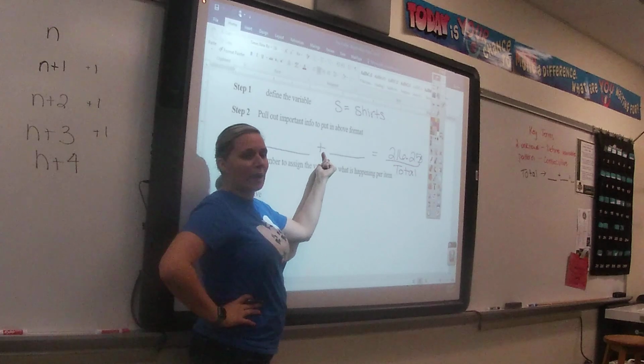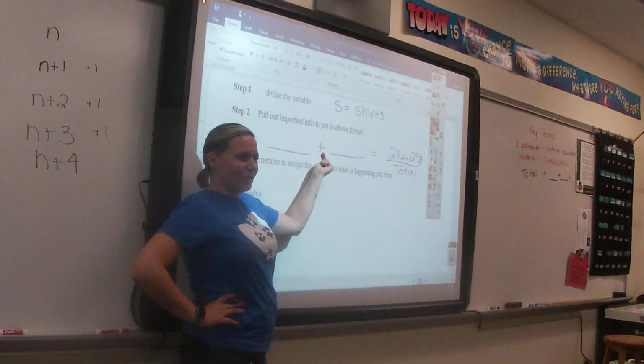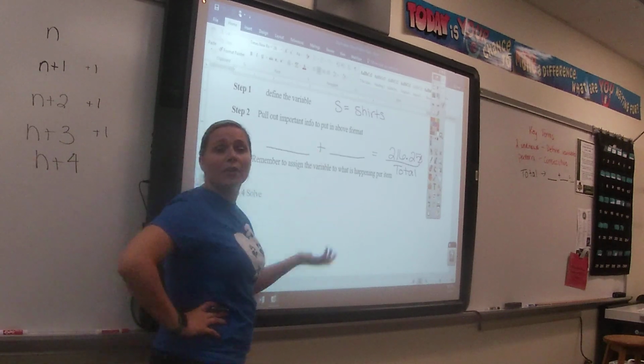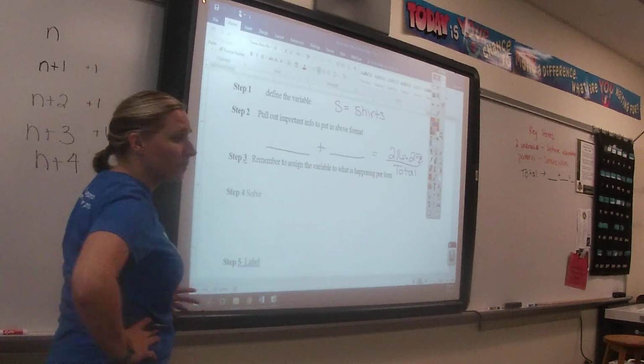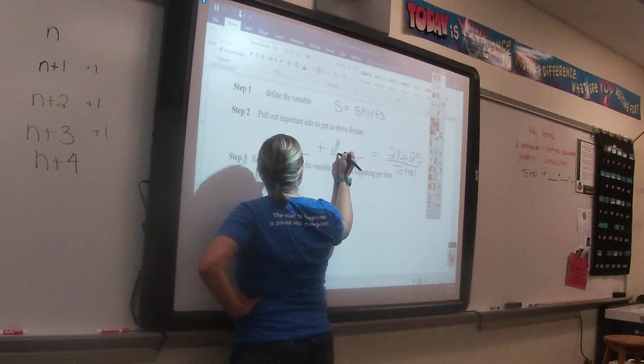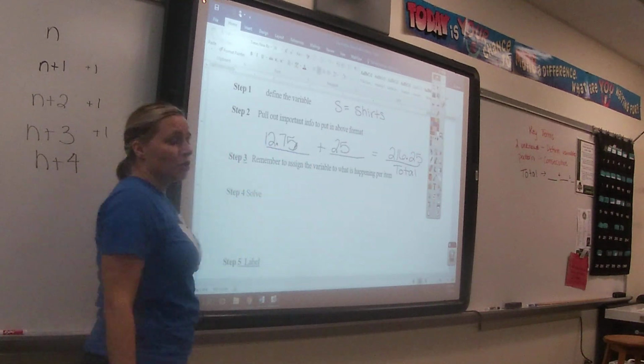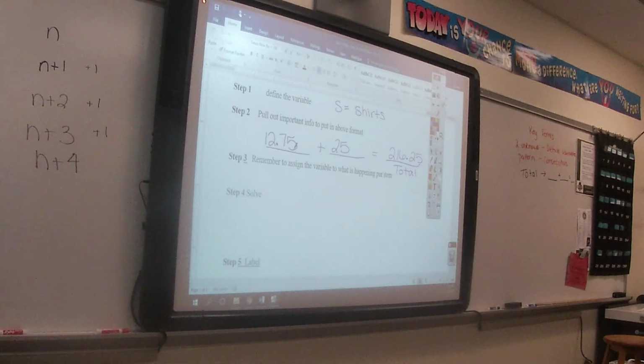Does the order of addition matter? No. So now we just need to take the other important information and fill each in a blank. So what other important information do we have? 25 and 1275. Do we see how that was not a lot of work? Once we knew where total was supposed to go, we filled it in. The rest is addition, so it doesn't matter where we put it.